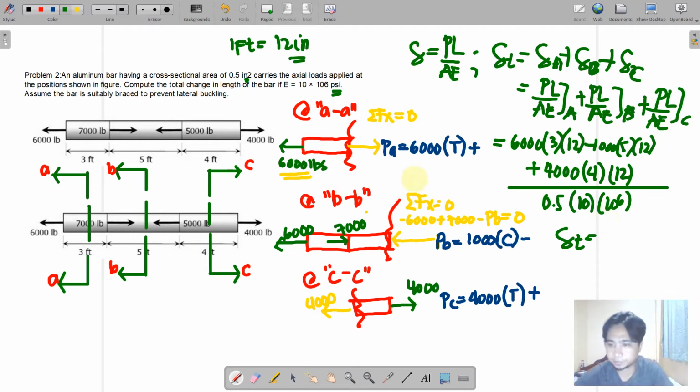We have 0.0696 inches. Okay, so this is the answer for this problem.